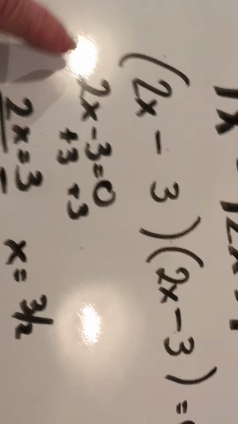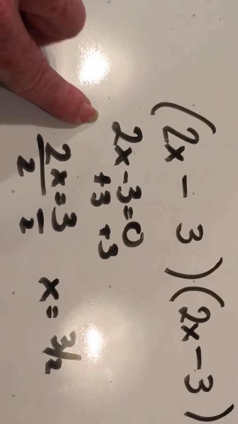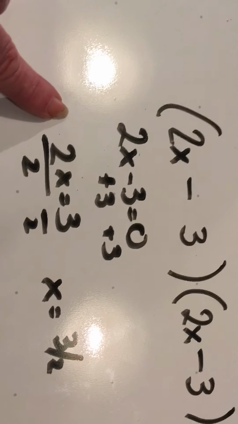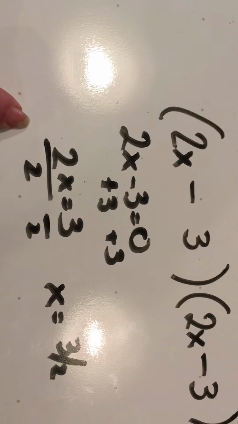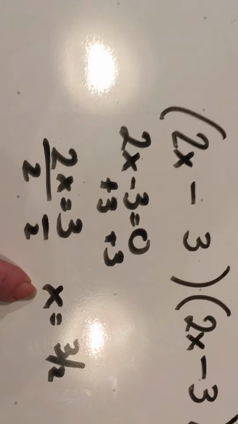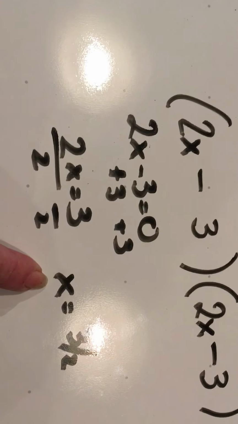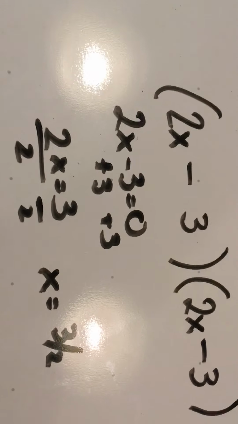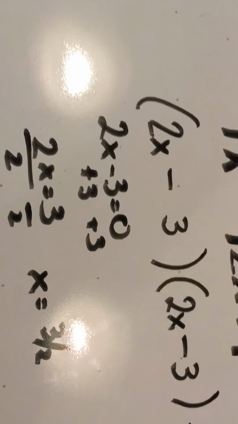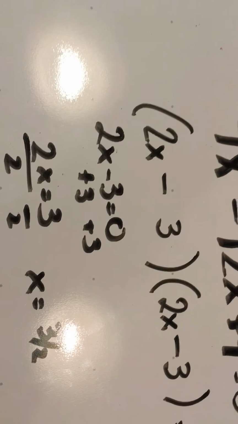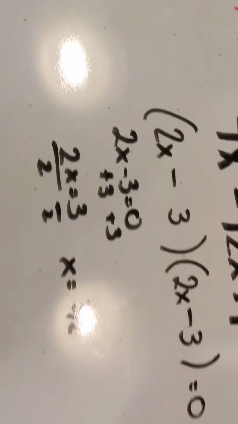Now we have 2x minus 3 equals 0. Add 3 to both sides. We have 2x equals 3. Divide both sides by 2. X equals 3/2. Leave it as a fraction. You don't need to change it to a decimal. Life is good. We're moving on. Okay, those were trinomial perfect squares. When you factor trinomial perfect squares, your parentheses will look identical.